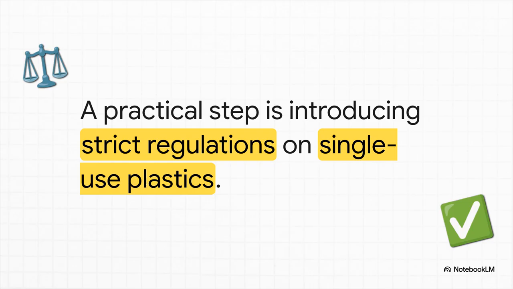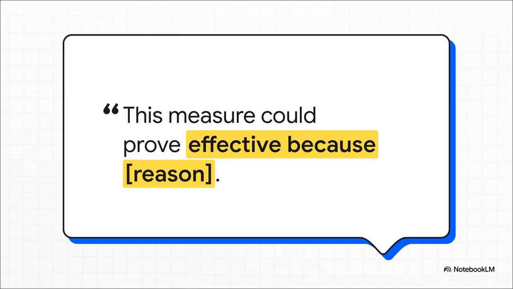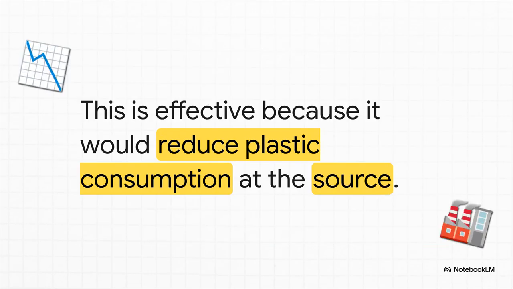But now we have to explain how this would actually work. And here we are again, answering that all-important why question. Why would this solution work? We need to lay out the logic that connects our proposed action to a positive outcome. The logic here is so simple and powerful. Regulations on single-use plastics would mean less plastic is made and used in the first place. It tackles the problem right at its source.